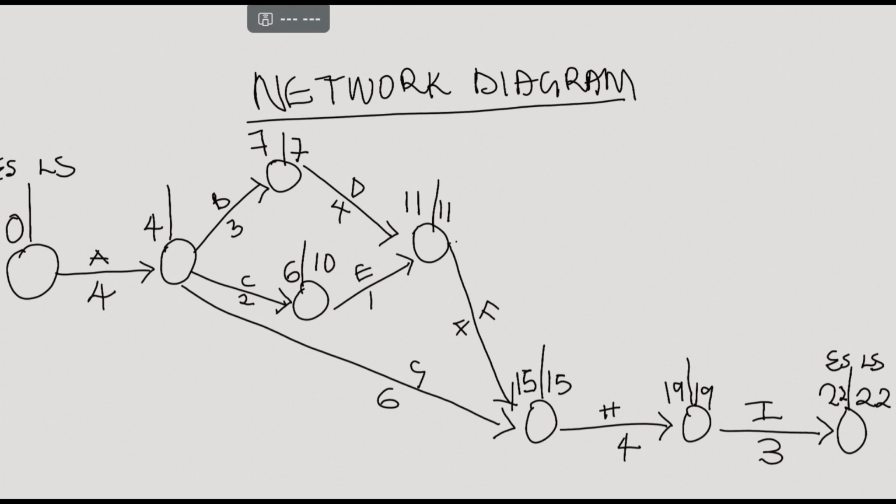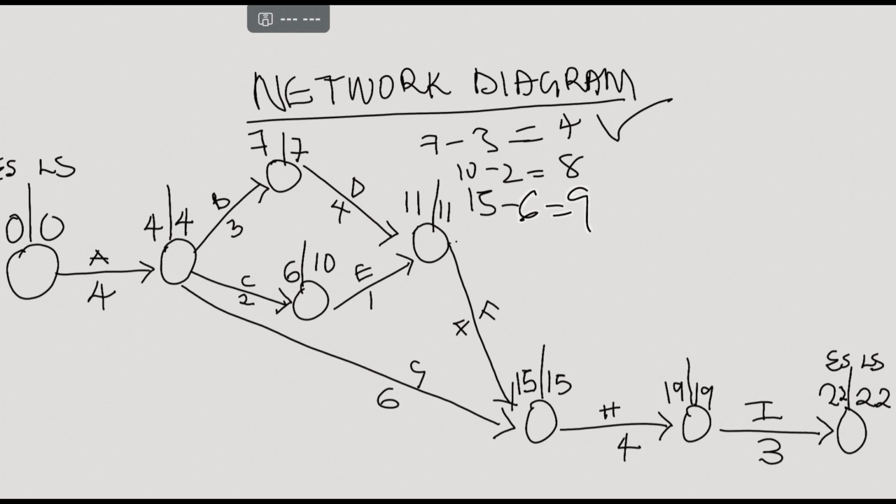So for your latest starting time, you are subtracting and finding the one that is lower. So since 7 minus 3 is 4, and on the same part, 10 minus 2 is 8. Remember, 15 minus 6 is 9, but they all draw to this part. So between 4, 8, and 9, the lowest one is 4. That is why I picked 4.